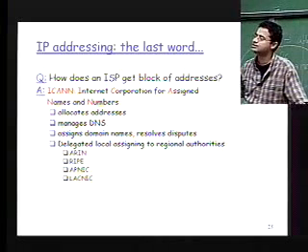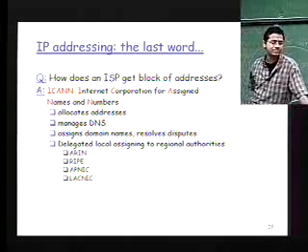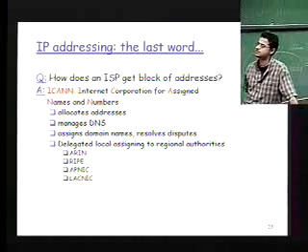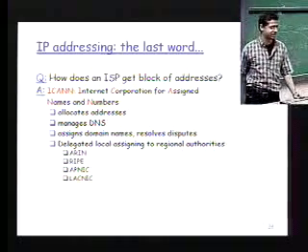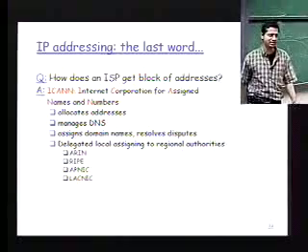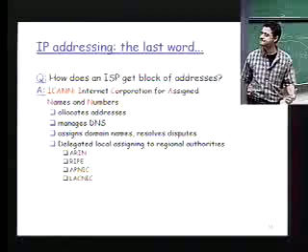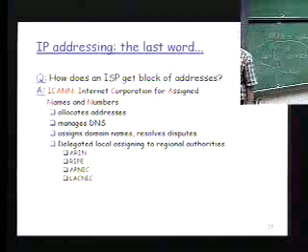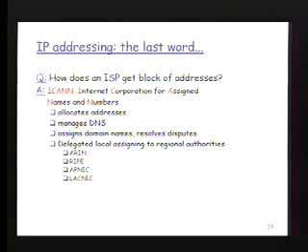ICANN does a number of different things. It allocates addresses, it manages the root DNS servers, it assigns domain names, it resolves disputes. Often there are domain name disputes, there are people who register domains, and then there are copyright issues. All those issues are resolved by ICANN. ICANN has also delegated local assigning to regional authorities. So ICANN is the higher level authority for the whole of the internet, and then there are 4 different local authorities.